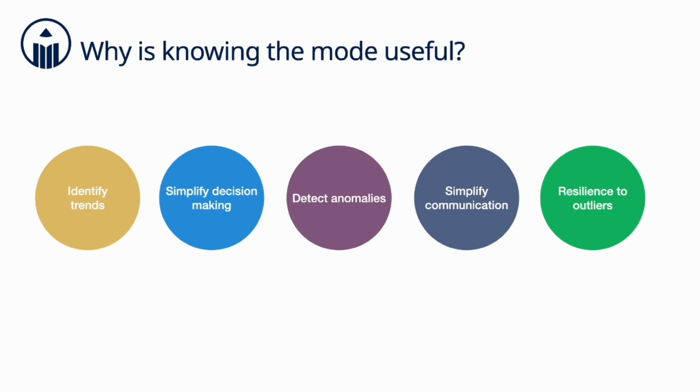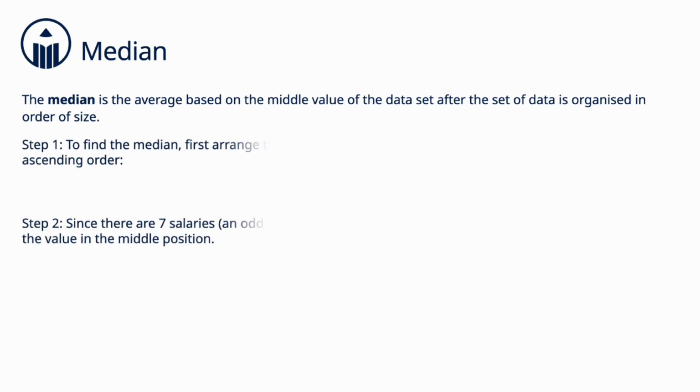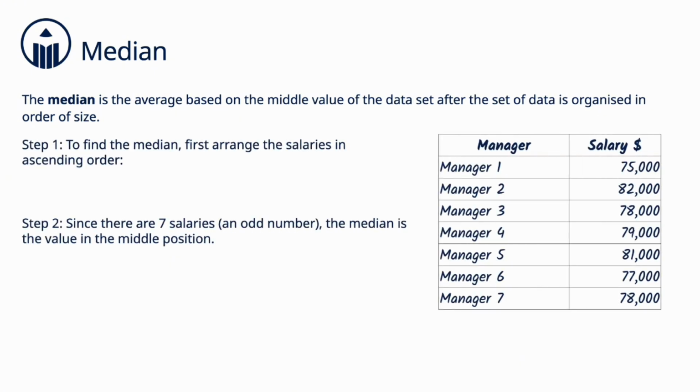Next is the median. The median is the average based on the middle value of the dataset after the set of data is organised in order of size. To calculate the median, we must first arrange the data in order of size, starting with the smallest to the highest. In this case, it will be 75,000, 77,000, 78,000, 78,000, 79,000, 81,000, and 82,000.